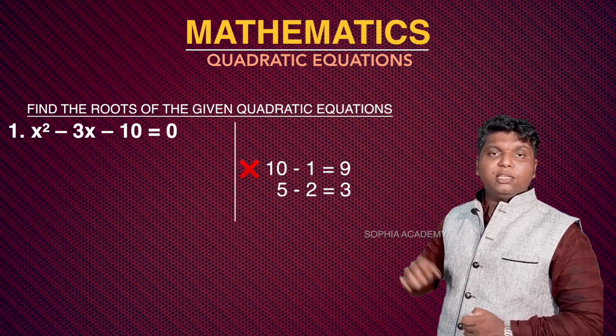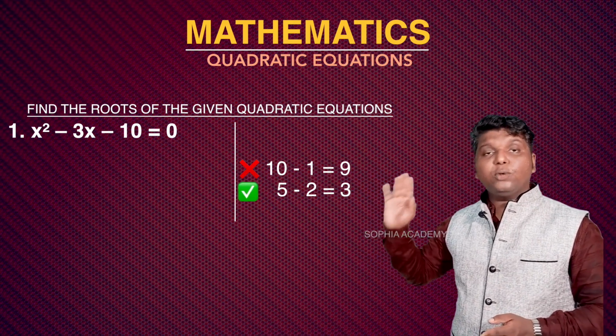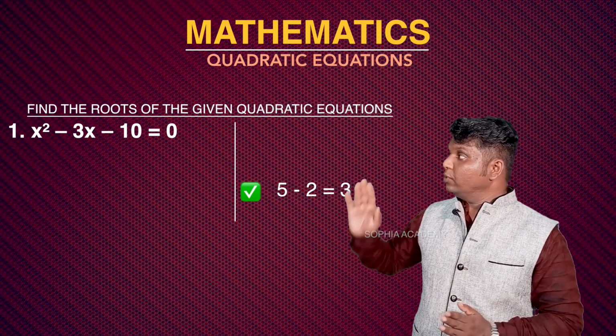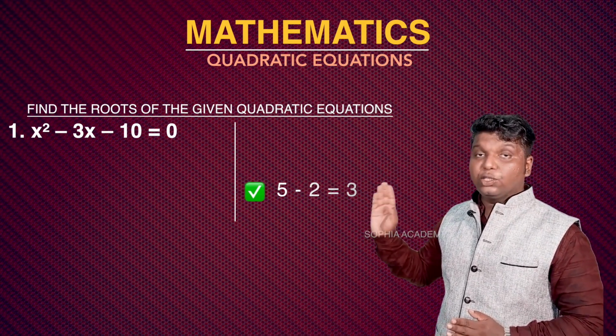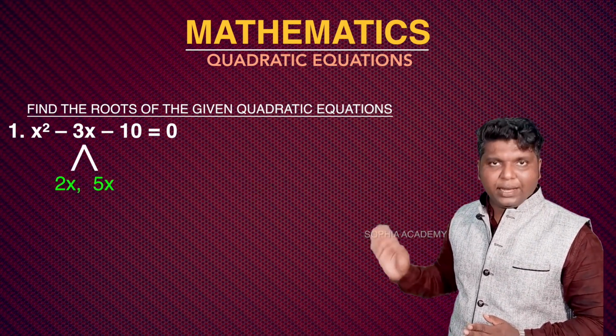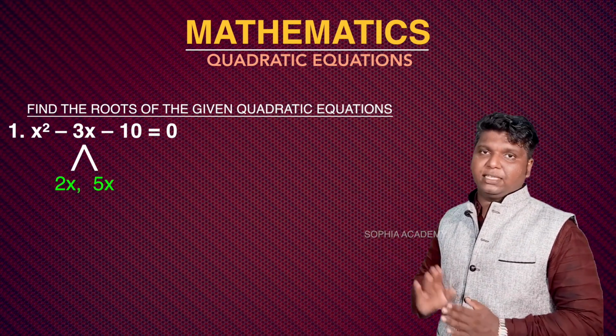Tell me, 5 minus 2, it is 3. So 3 is the center term itself. So definitely 2 and 5 are the numbers. So we are going to select this 2 and 5. Keep in your mind, 2 and 5 means 2x and 5x. Is that clear?